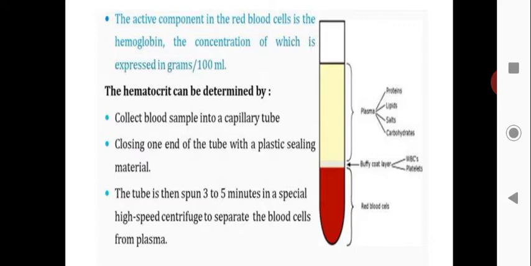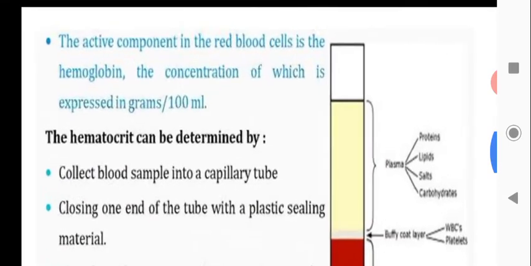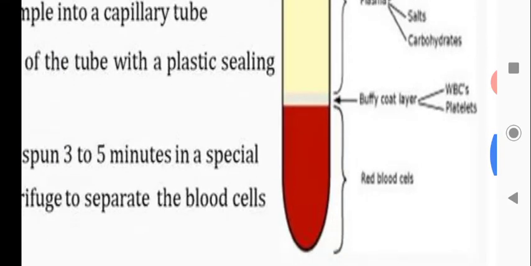The hematocrit can be determined by the following 3 steps. First, they collect the blood sample into a capillary tube, and close one end of the tube with a plastic sealing.